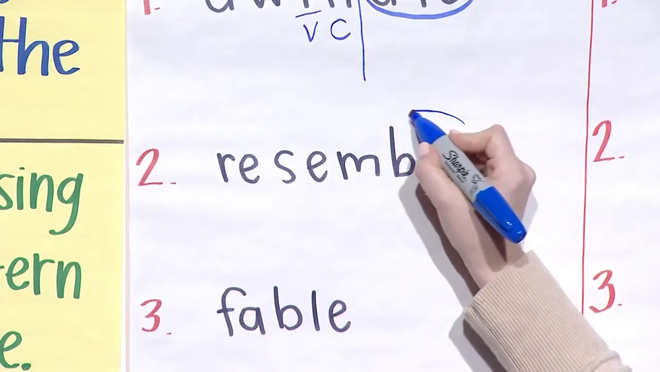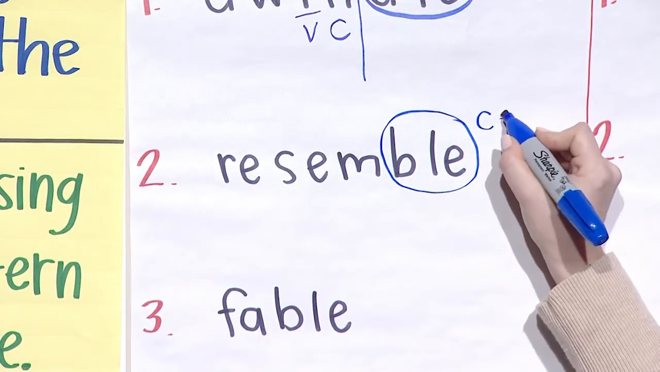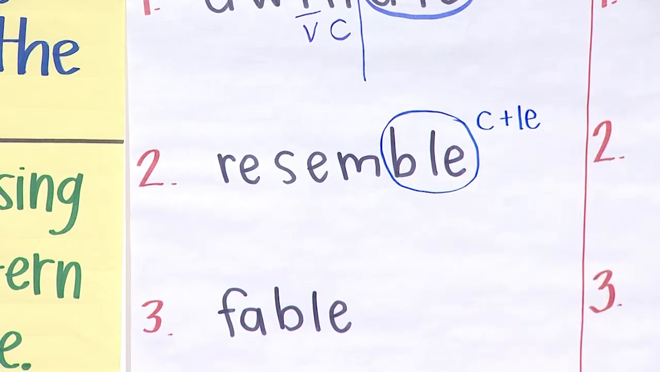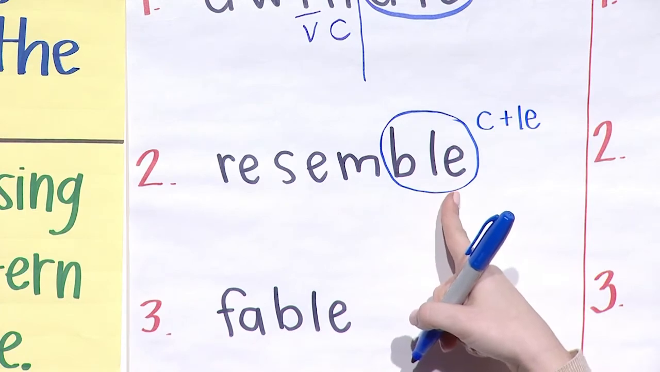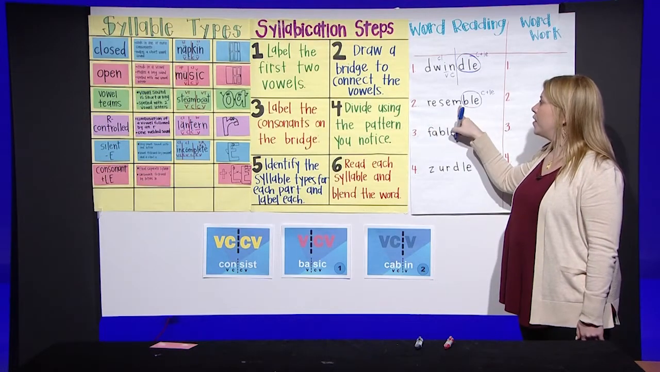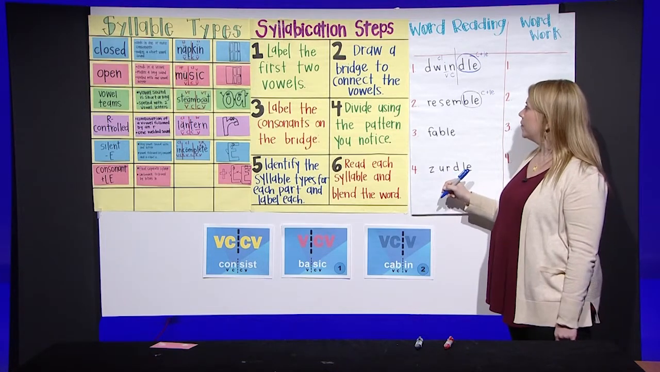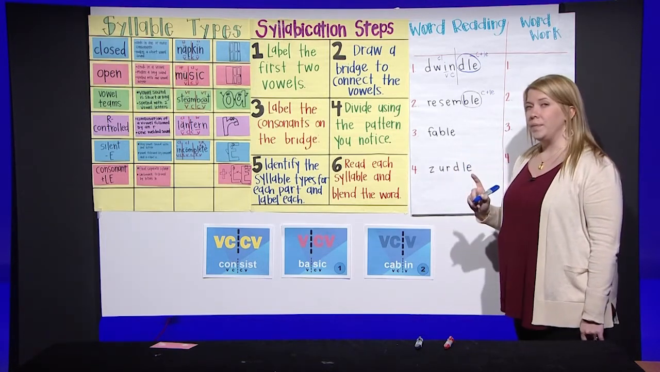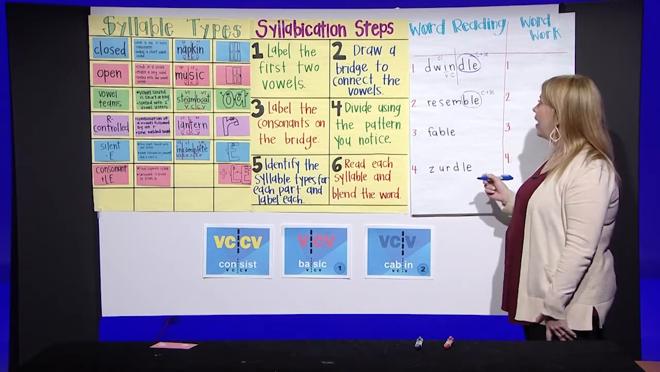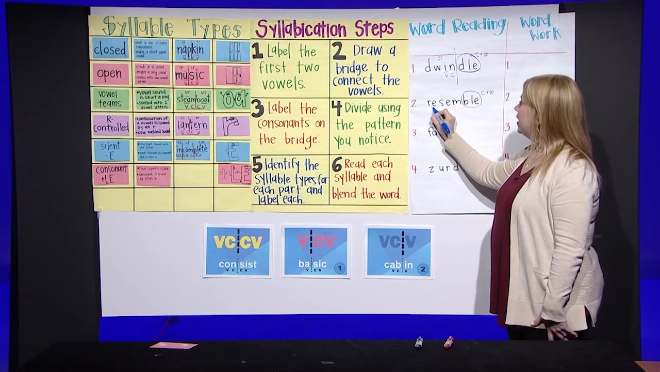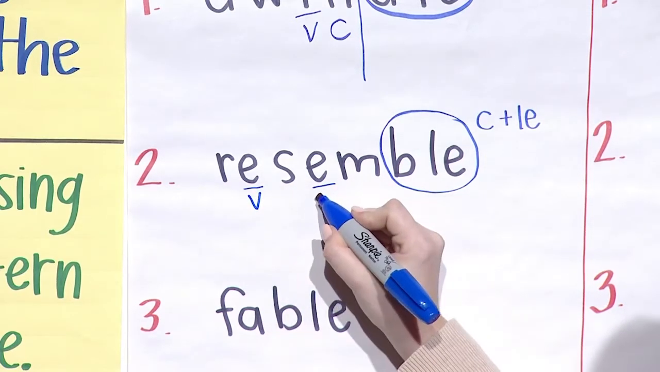We're going to circle it and we're going to label it C plus LE. Very good. This is going to be our consonant LE syllable. Now we can work with this part of our word using our regular syllabication steps. So let's start with step 1. It tells me to do what? Label the first 2 vowels. So I see E and another E. So let's label those with V's.